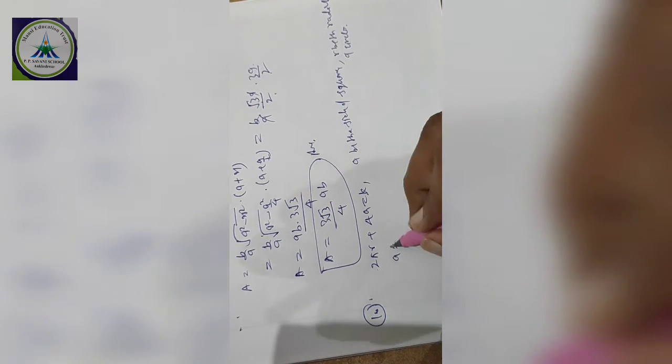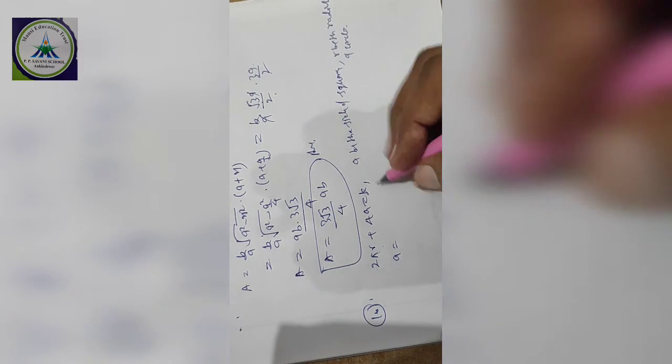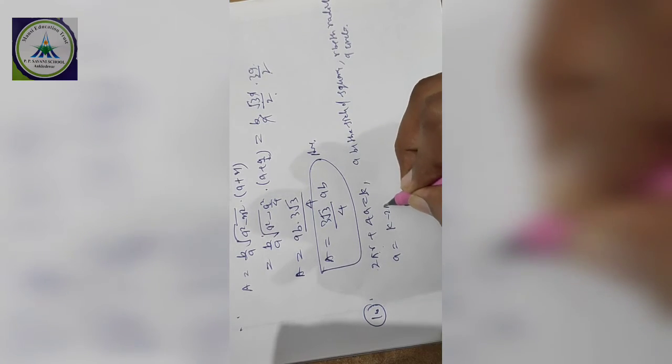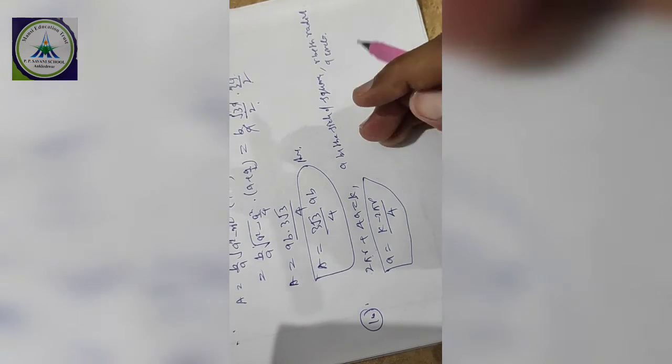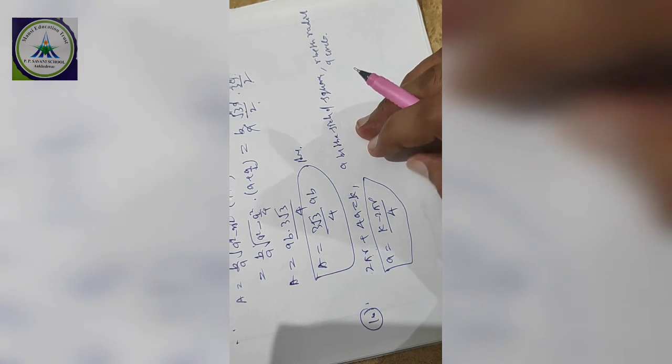So this is equal to this. Then find the value of a, the side, in terms of the radius. So a in terms of r equals (k minus 2 pi r) upon 4. This is the value of a, and the area of the square is a square, where k is a constant.